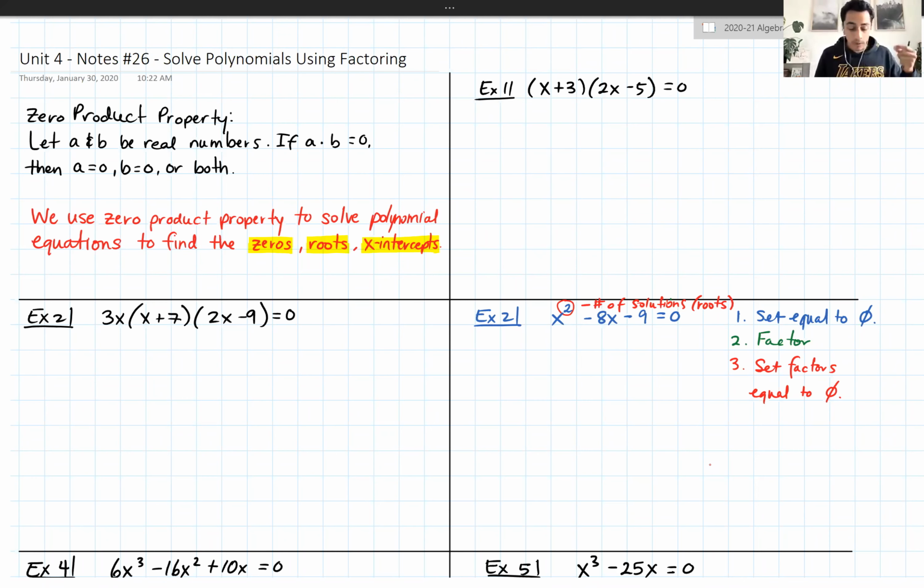Why do we use the zero product property? We use it to solve polynomials, right? Or polynomial equations to find the zeros, roots, and x-intercepts, essentially what we would see on the graph. All right, so that is the value of the zero product property. It allows us to do that. All right, so let me break it down. It's a lot simpler than what it seems.